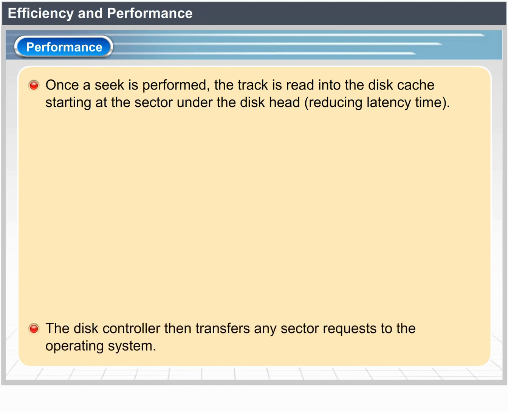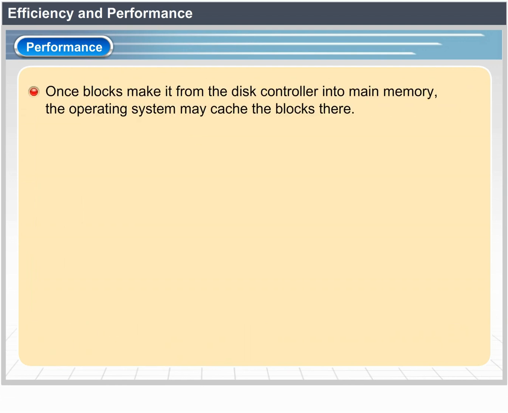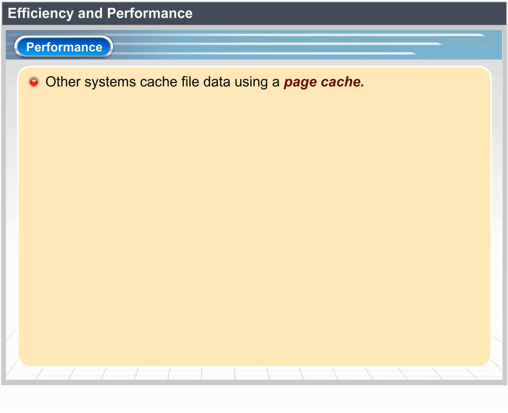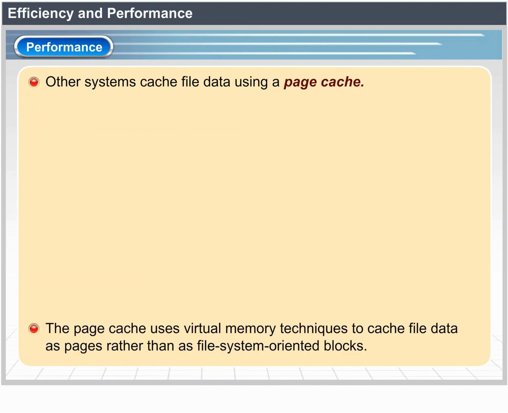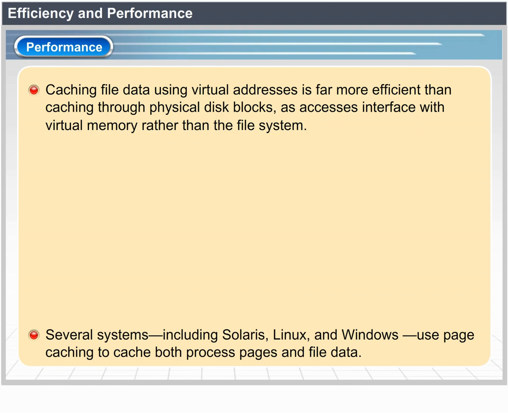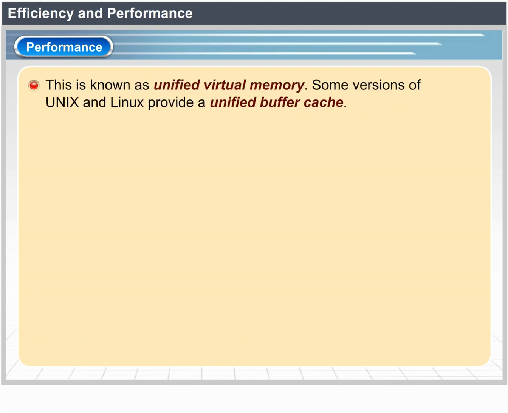Once blocks make it from the disk controller into main memory, the operating system may cache the blocks there. Some systems maintain a separate section of main memory for a buffer cache, where blocks are kept under the assumption that they will be used again shortly. Other systems cache file data using a page cache. The page cache uses virtual memory techniques to cache file data as pages rather than as file system-oriented blocks. Caching file data using virtual addresses is far more efficient than caching through physical disk blocks, as accesses interface with virtual memory rather than the file system. Several systems, including Solaris, Linux, and Windows, use page caching to cache both process pages and file data. This is known as unified virtual memory. Some versions of Unix and Linux provide a unified buffer cache.